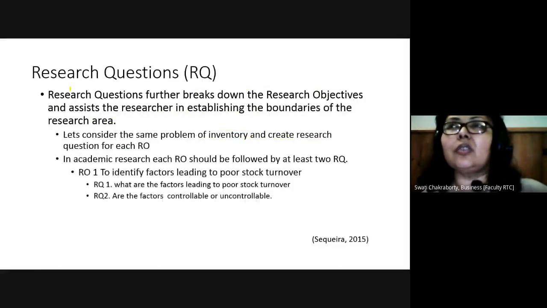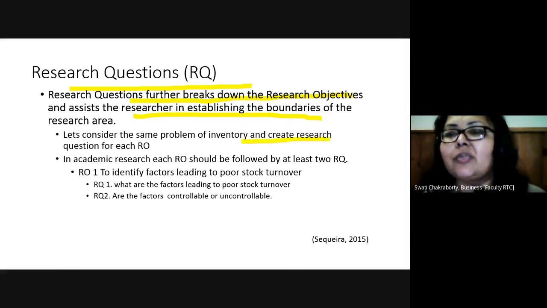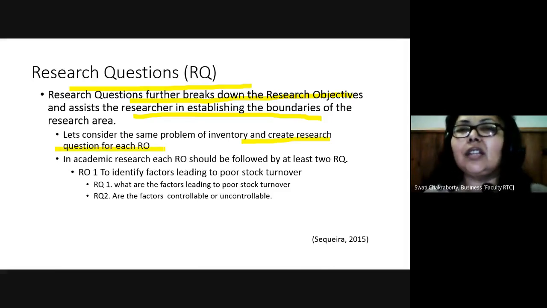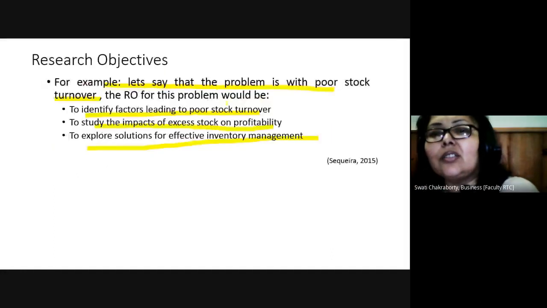From the research objectives then come your research questions. So first is the problem, then the objectives, then your questions. The research question further breaks down the research objectives and helps the researcher in establishing the boundaries of the research area, the limitations. If we take the same inventory management problem, how can you find a research question for each of these three research objectives that we just discussed?